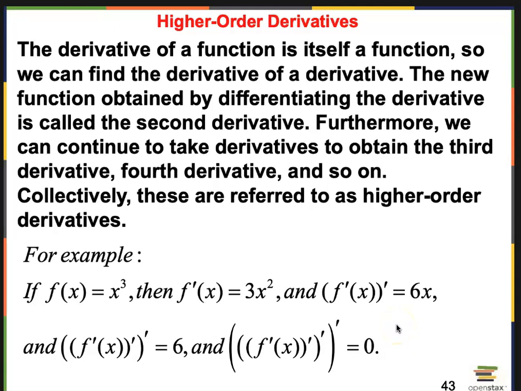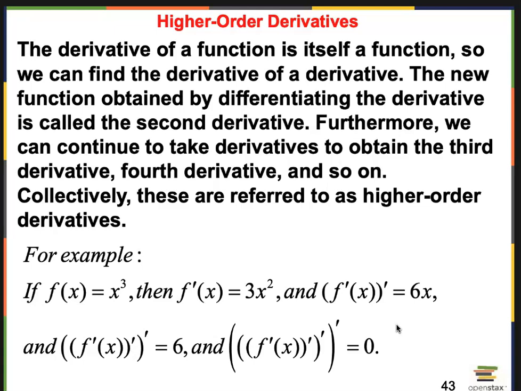Okay, last part of this section are higher order derivatives. So the derivative of a function is itself a function, so we can find the derivative of a derivative. The new function obtained by differentiating the derivative is called a second derivative. And we can continue on to get a third derivative, a fourth derivative, and so on. And these are referred to as higher order derivatives.